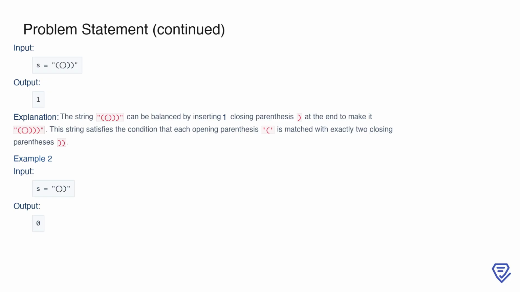To see why, consider the current string structure. The first two opening parentheses appear to be matched correctly with closing parentheses, but at the end, there is an extra closing parenthesis. To balance the string, we need to insert one more closing parenthesis at the end, making it. This new string satisfies the condition that each opening parenthesis is paired with exactly two closing parentheses.